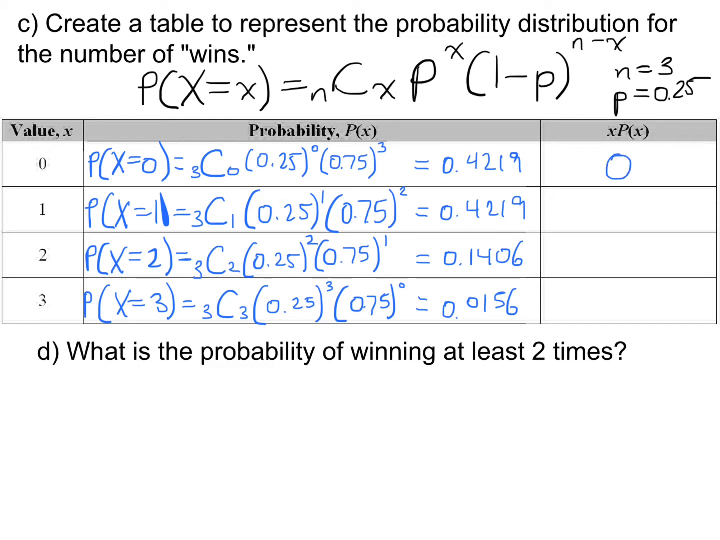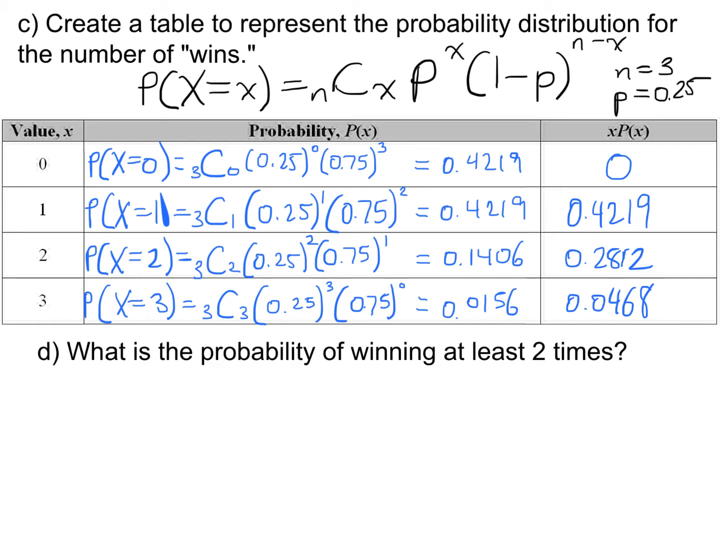That's going to be 0. This is 0.4219. This is going to be 0.1406 times 2. That's 0.2812. And then 3 times 0.0156 is 0.0468. Okay. So that'll come in handy in a little bit.